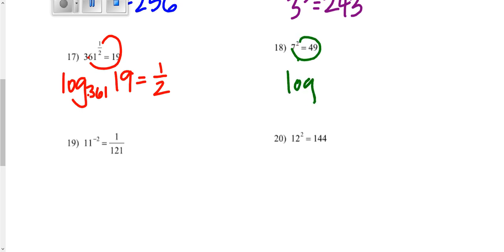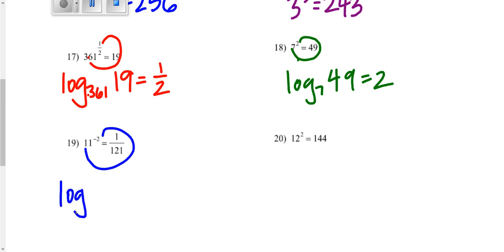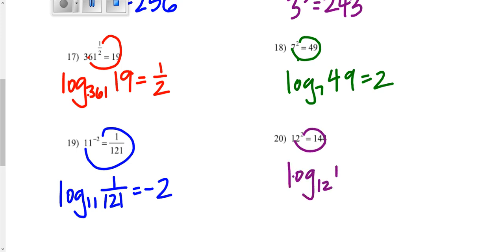So log base 7 of 49 is 2. Log base 11 of 1 over 121 equals -2. Hopefully you guys are seeing the pattern here. And log base 12 of 144 equals 2.